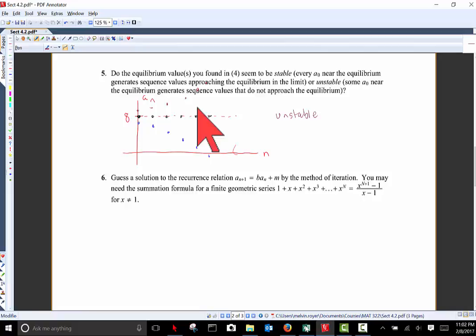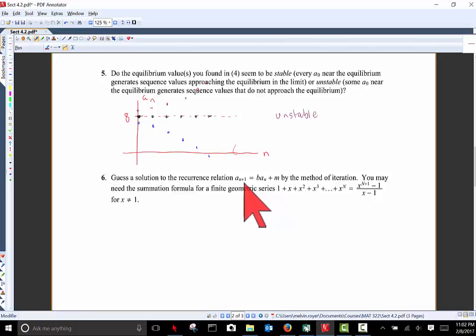Let's do one more thing, just kind of a mathematical exercise. And that is, here's the general affine recurrence relation, and I want to guess a solution to that. So by solution, what do I mean? Notice that this is kind of clumsy for being able to tell what a sub 1000 is.